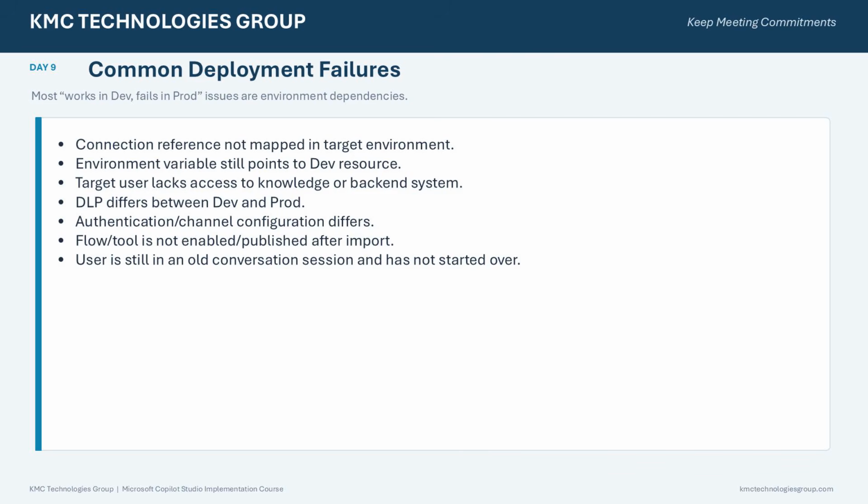Rollback needs to be planned before an incident occurs. Keep the previous solution package and version available. Understand which changes can be reversed and which may require additional remediation. Have a communication plan for impacted users. If necessary, temporarily disable a risky tool or channel. The ability to restore service safely is part of the deployment architecture, not an emergency improvisation.